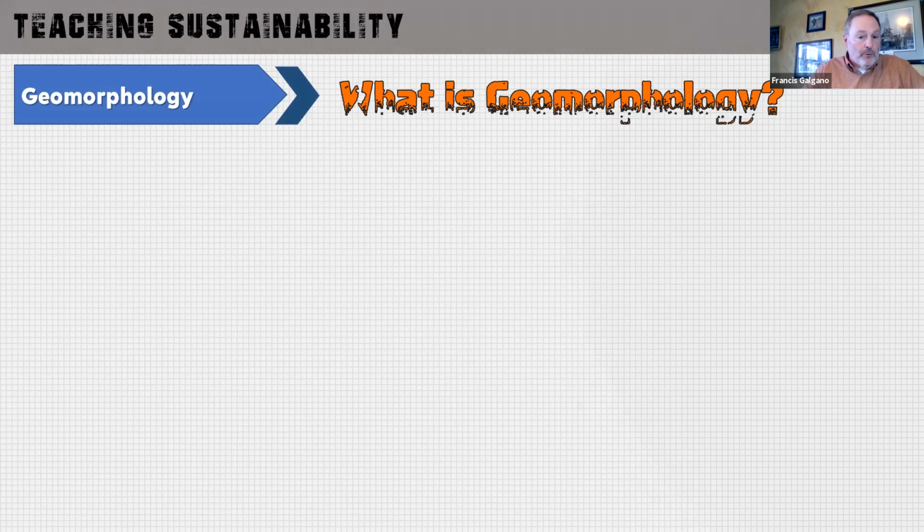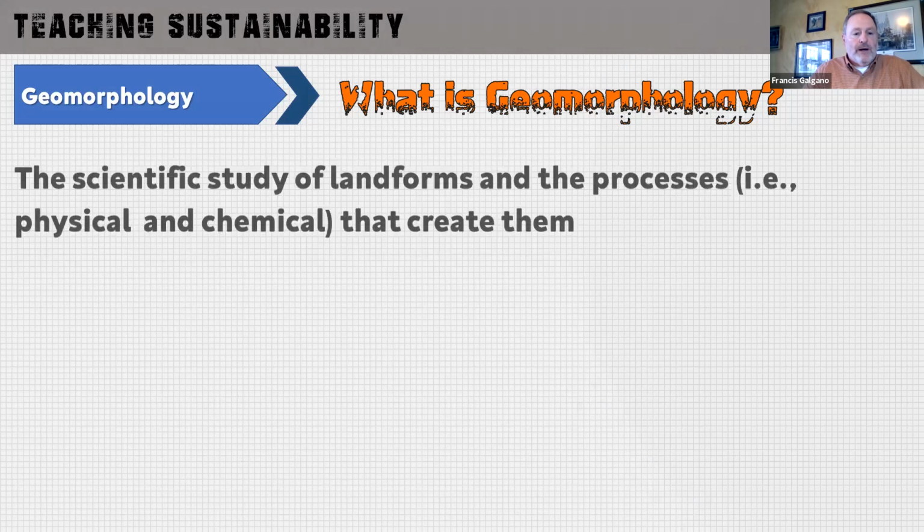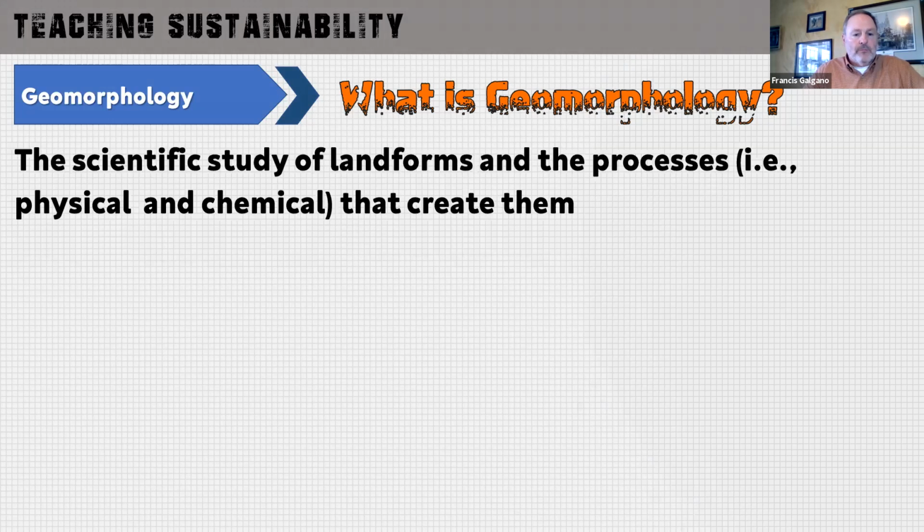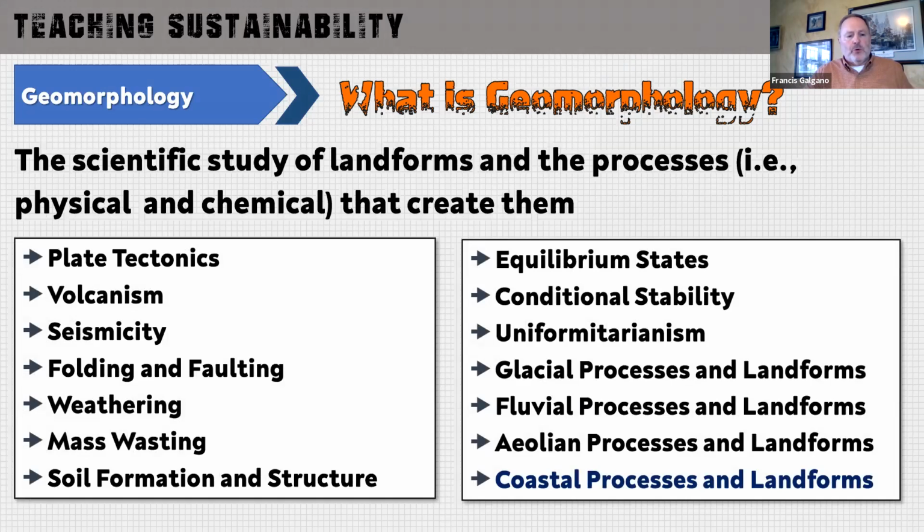So very quickly, for those of you who are not familiar, geomorphology is the scientific study of landforms, and the processes, mainly physical and chemical, that create them. And a standard geomorphology course looks like this. We look at endogenic forces, those that are occurring within the earth that build the land upward, and then these exogenic forces that shape the landscape as we see it. And we end up looking at glacial, fluvial, dunes, aeolian, and deserts, and of course, coastal landforms. And the example here is in coastal landforms.